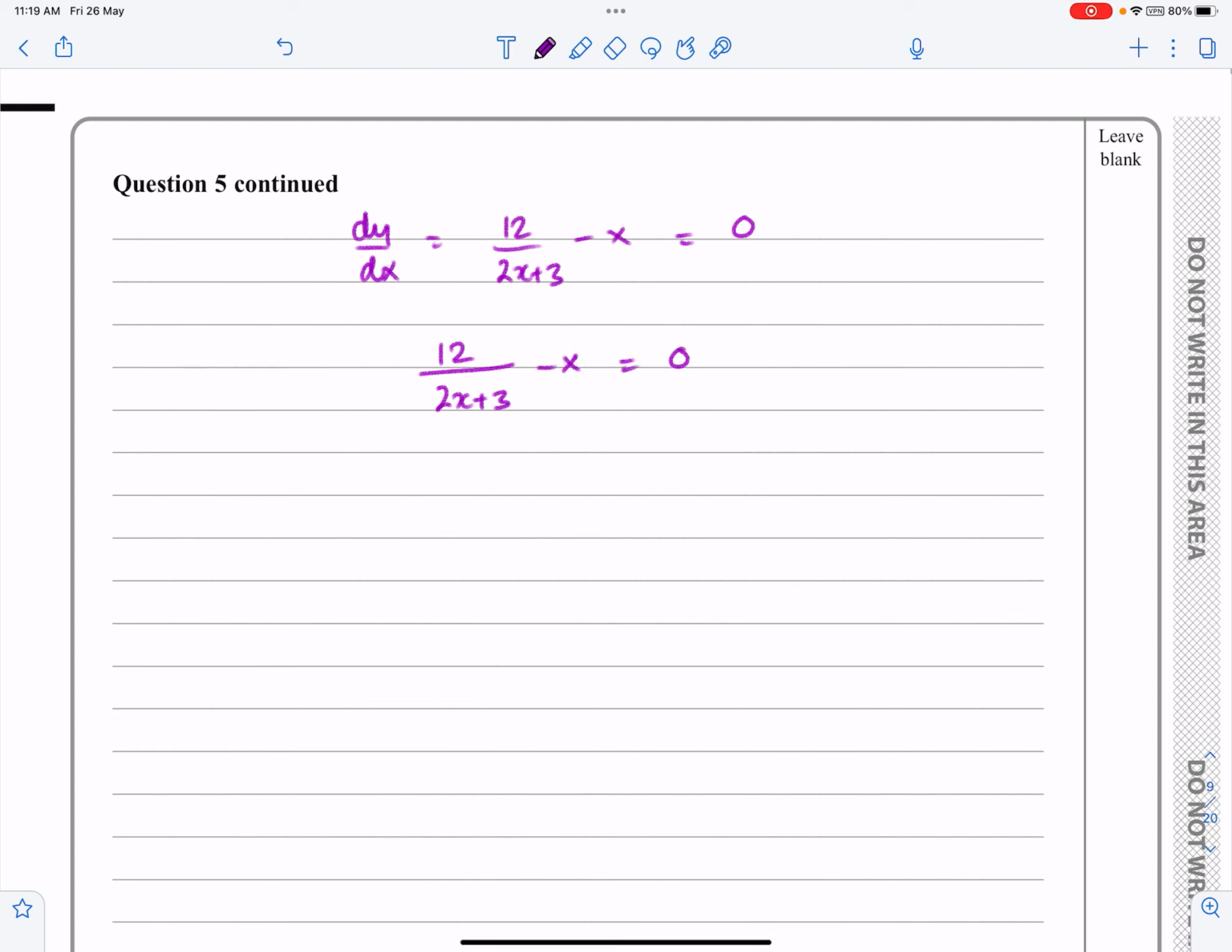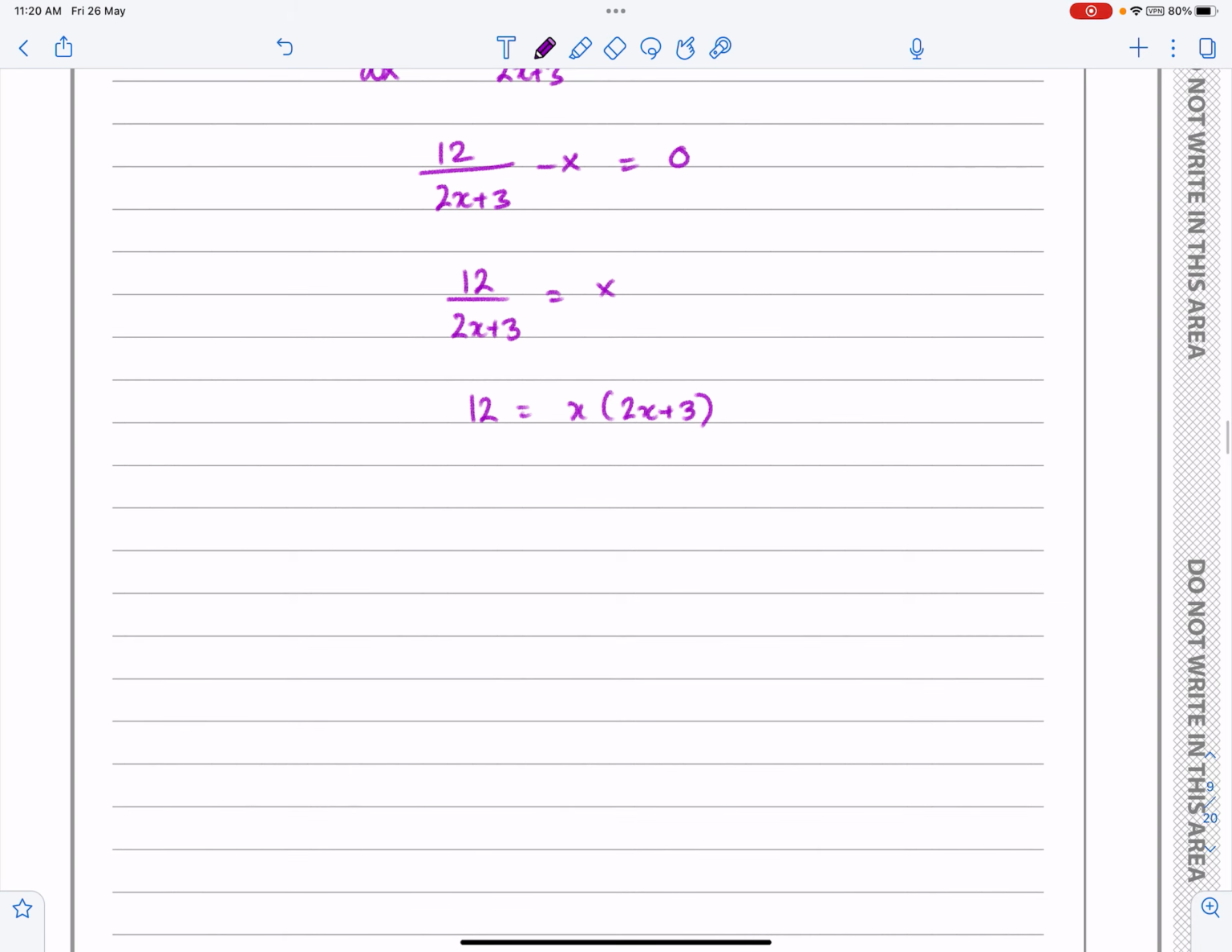I can see this is going to be a quadratic, but let's just go through and do it. Take the x over to the other side first of all. 12 over 2x plus 3 is equal to x, and then we want to get rid of that fraction by multiplying everything by 2x plus 3, which means I get 12 equals x times 2x plus 3, which then gives me 2x squared plus 3x on this side equals 12. 2x squared plus 3x minus 12 equals 0.